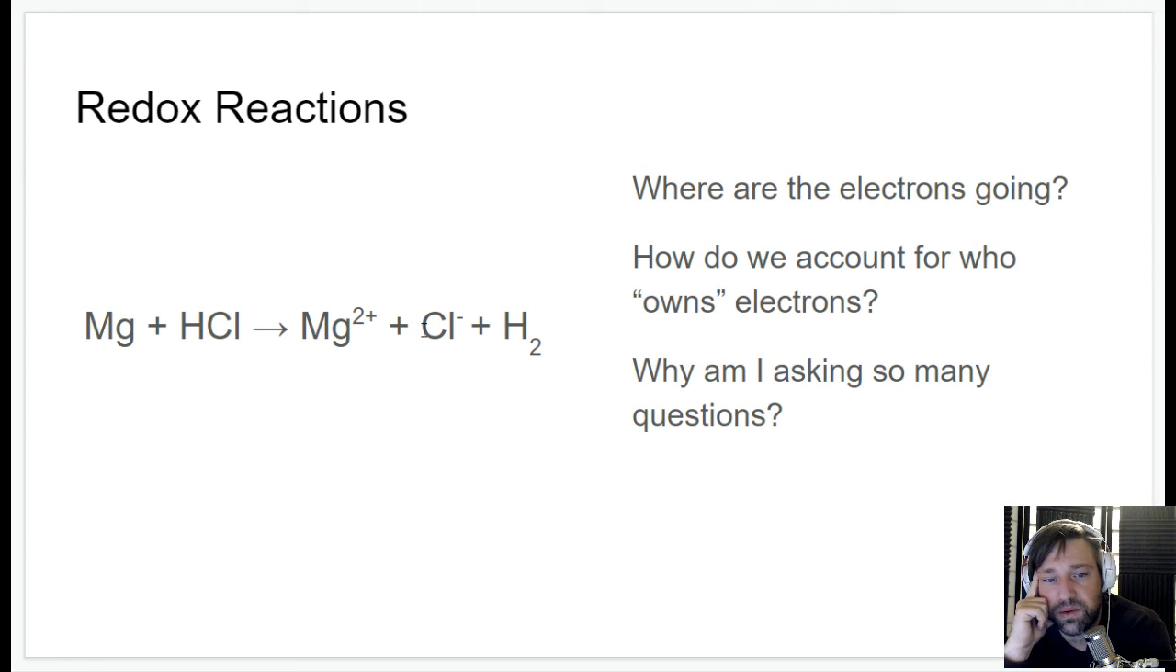This is about reduction and oxidation reactions. At this point, this is just kind of letting you know where it's going in the future. You won't actually be tested on this, but sometimes it's helpful to know why do we even care about these oxidation numbers? Well, this is why. We have a reaction like this. Okay, the question is, where are the electrons going? Who owns these electrons, and why am I asking so many of these questions?